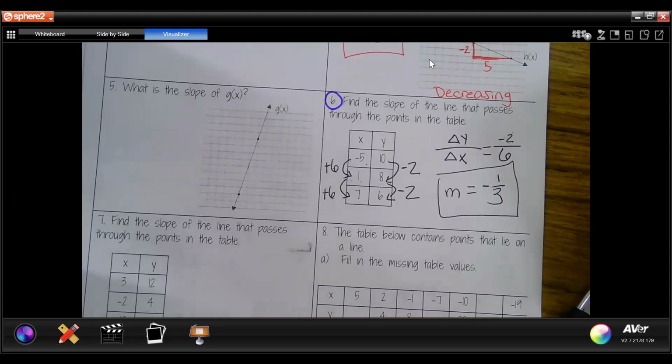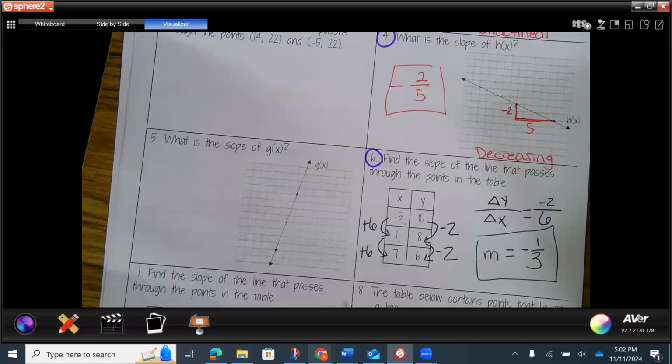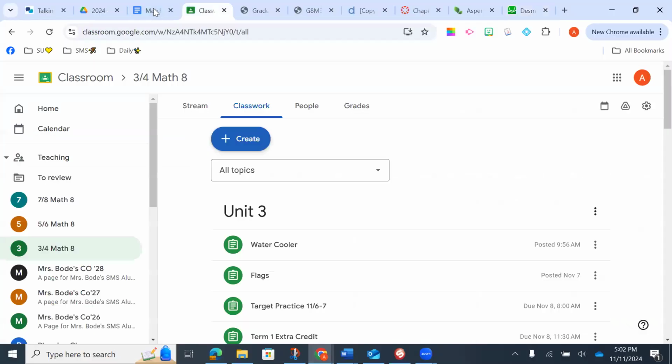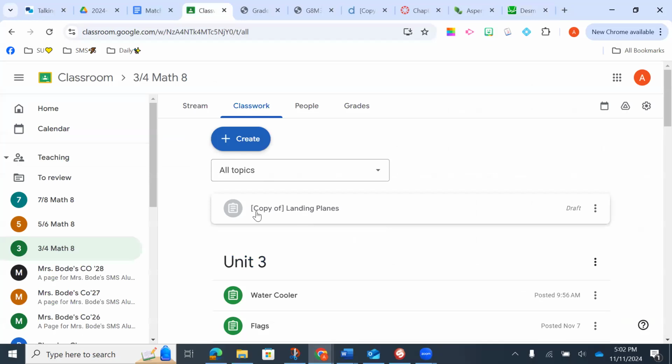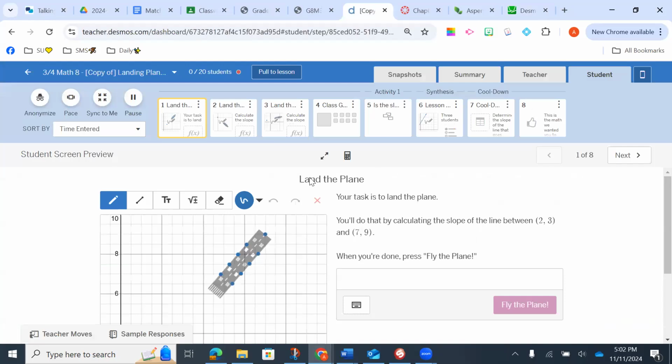Let's switch to our Desmos now. So I do not want you completing 1, 3, 5, 7, and 8 until you are done with the Desmos. So in Google Classroom, you will see a Desmos titled Copy of Landing Planes. This will be green tomorrow. Or really, when you're watching this, it will be green. You'll be able to click on it. Copy of Landing Planes.